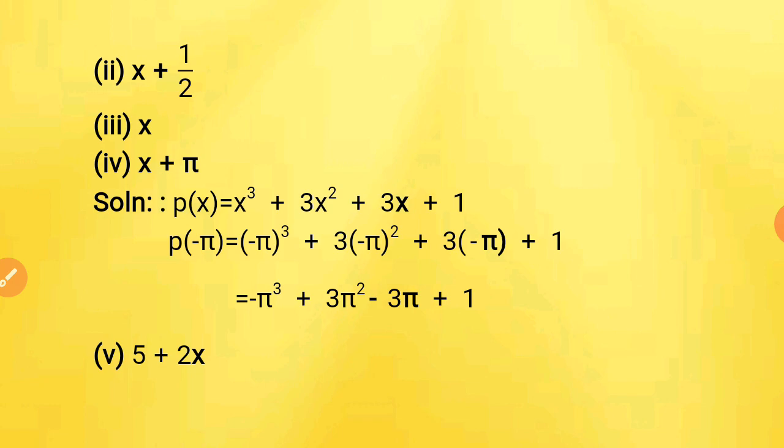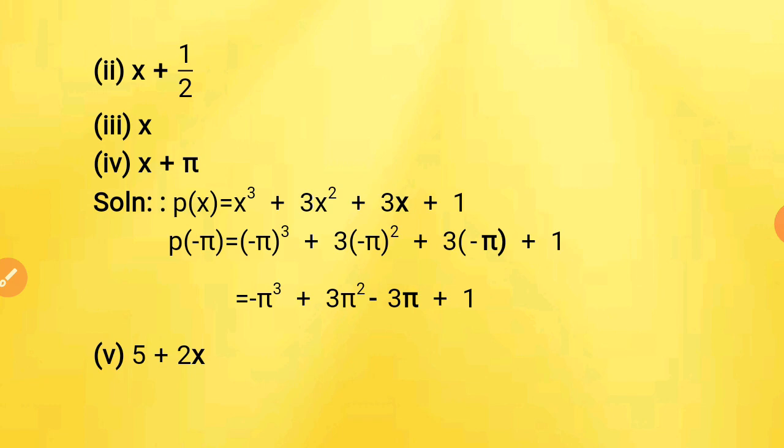The fourth one is again done for you here. x plus pi is the divisor. So equate it to 0 and you are supposed to substitute x equal to minus pi. So everywhere you will see that x is replaced as minus pi and the solution is minus pi cube plus 3 pi square minus 3 pi plus 1.